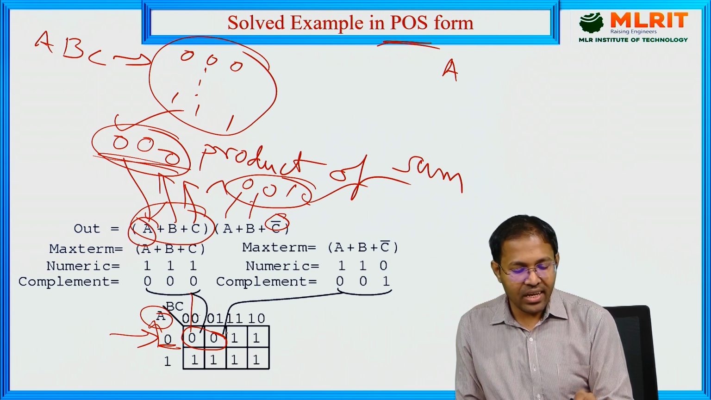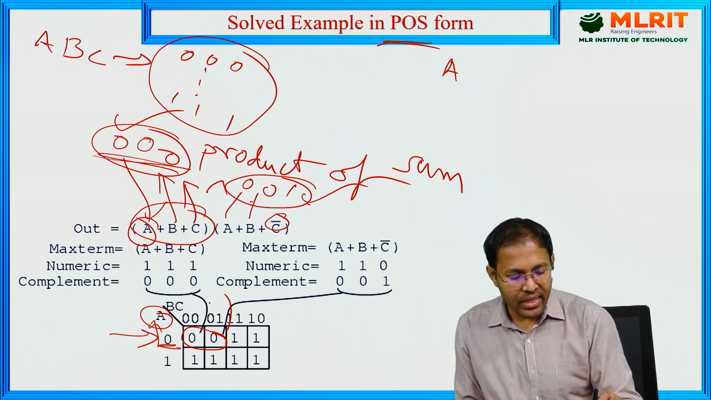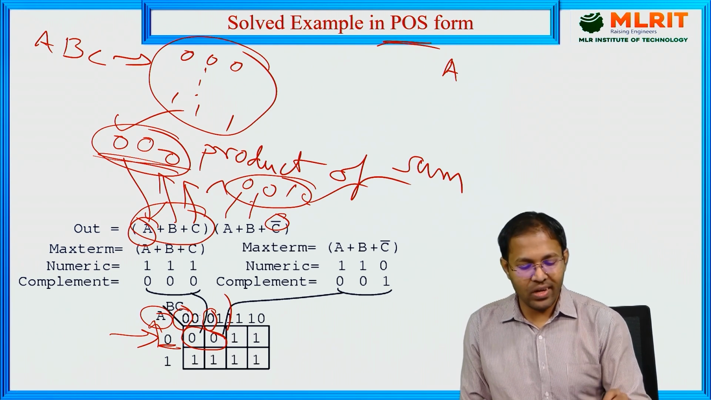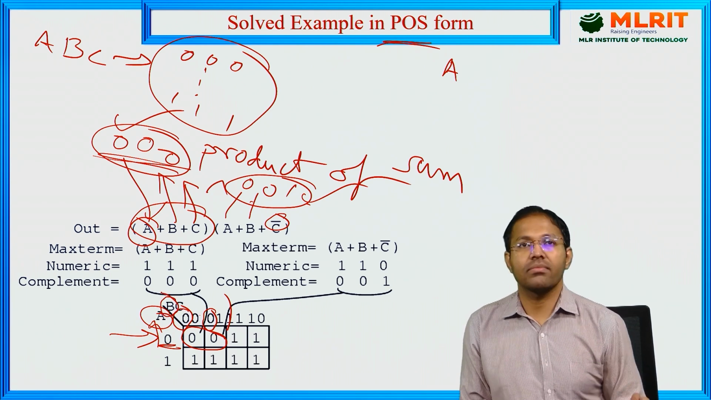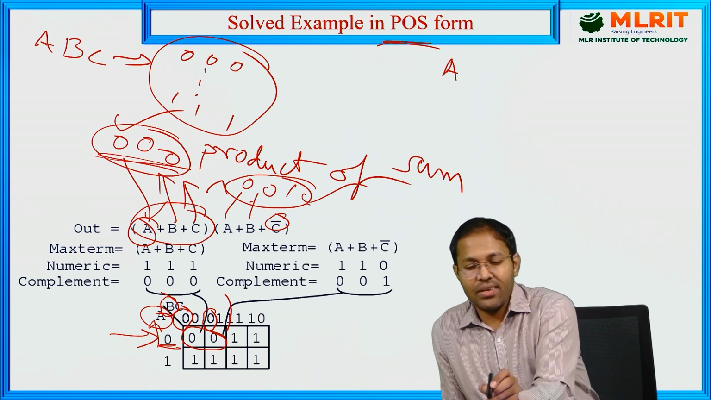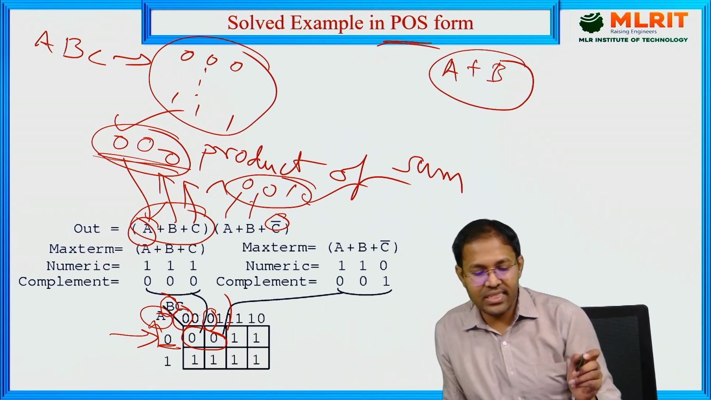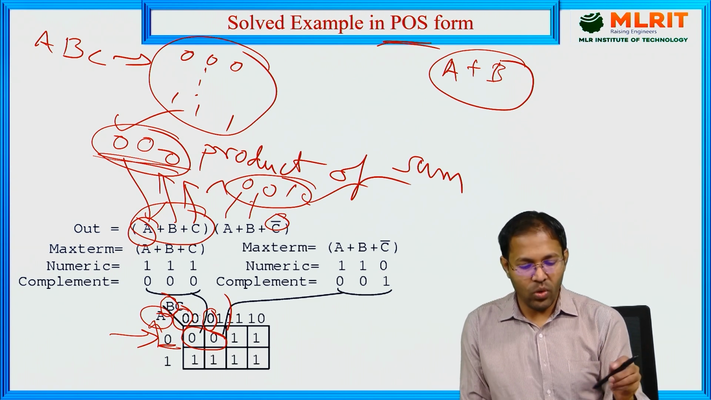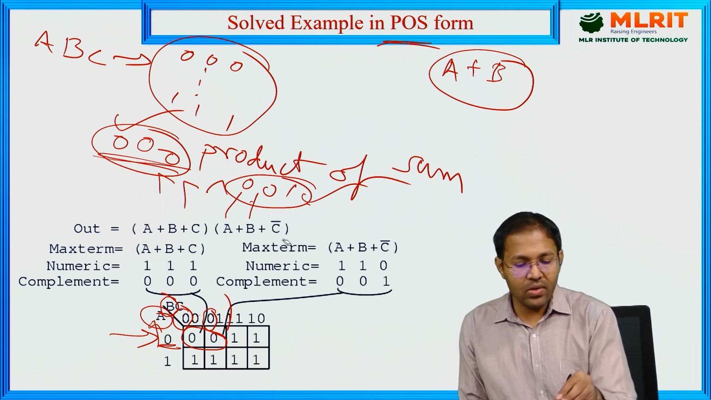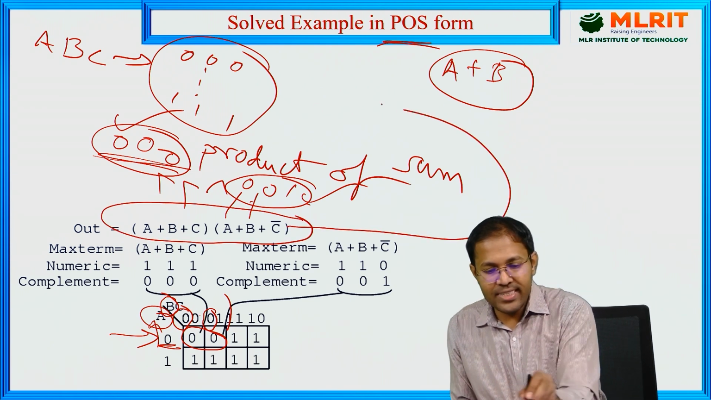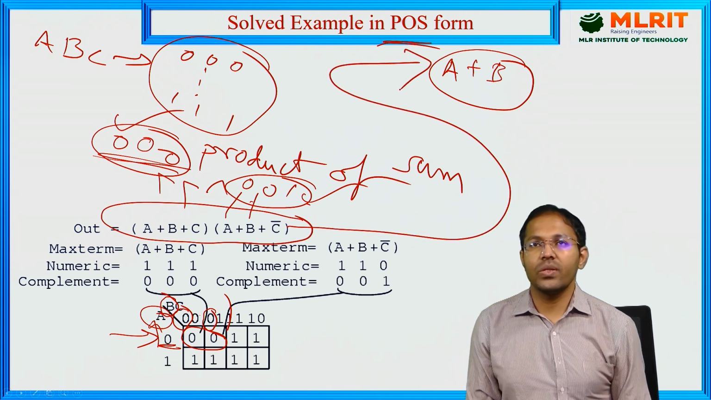Next, in the column, what is common? In the column, if we see, this first 0 is actually common. And that first 0 corresponds to the B term here. So that is the reason we will take B and then we'll write a plus, and this is the final result. What it means? According to the K map, this expression is minimized into this expression.